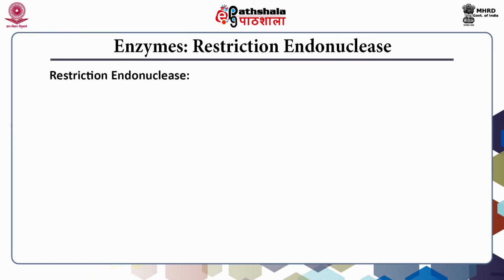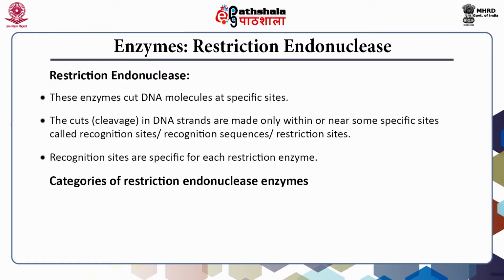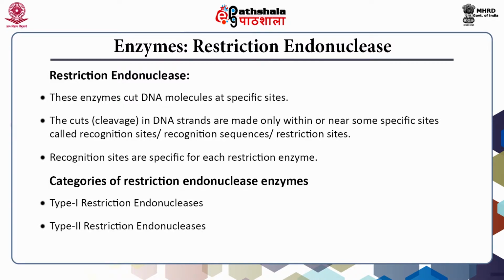Restriction endonucleases are essentially required for recombinant DNA technology. These enzymes cut DNA sequences at specific sites. The cuts or cleavage in DNA strands are made only within or near some specific sites called recognition sites or recognition sequences or restriction sites. Recognition sites are specific for every restriction enzyme. There are three main categories of restriction endonucleases, namely type 1, type 2 and type 3 restriction endonucleases.